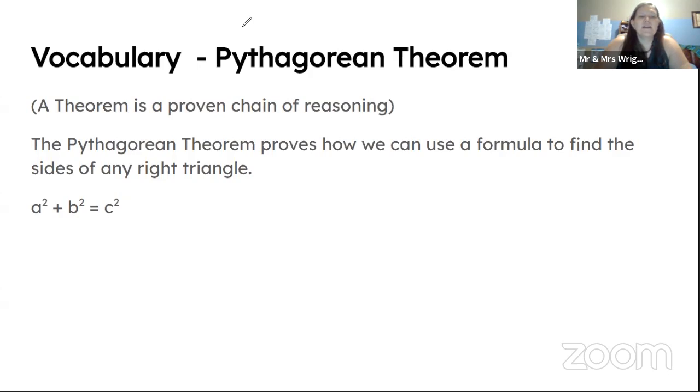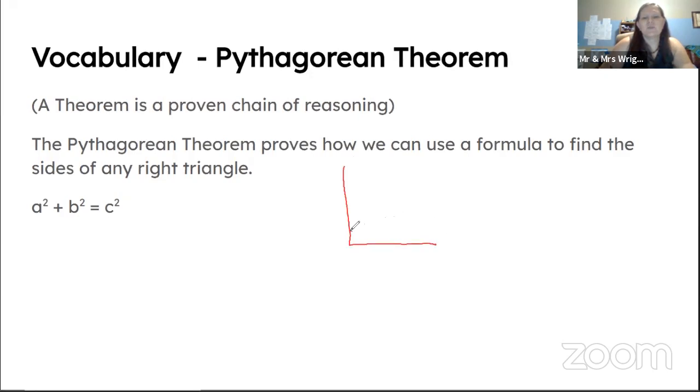The Pythagorean theorem proves how to find the sides of any right triangle. Now, a right triangle means it's got this special corner right here, okay? This is a right triangle when we have this special type of corner right here that makes a 90-degree angle. And the Pythagorean theorem tells us that we can figure out what each of these sides measure, okay?